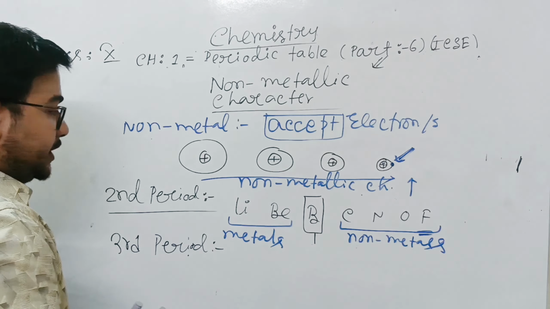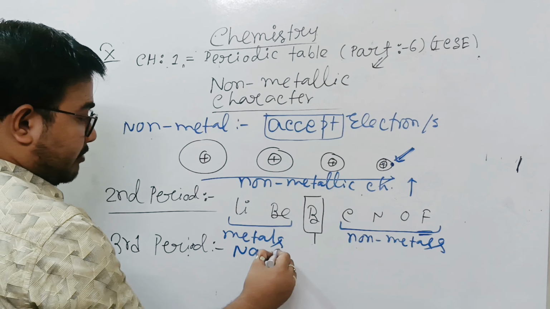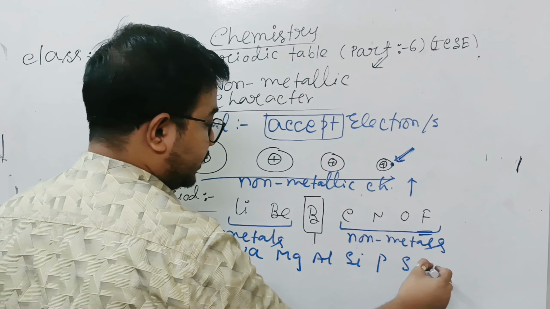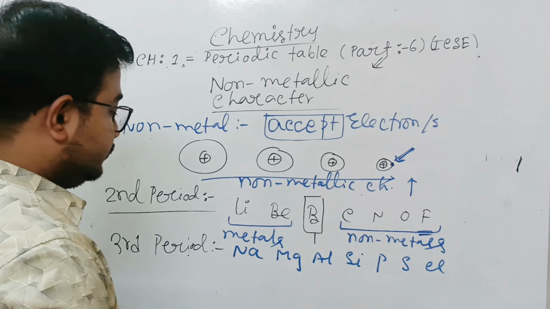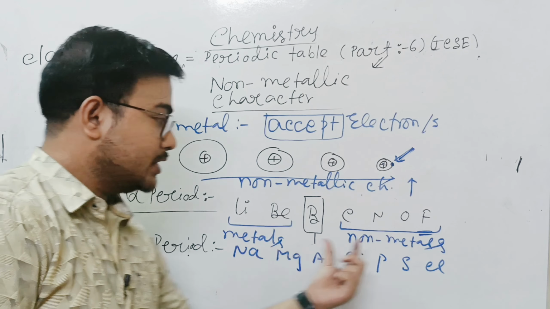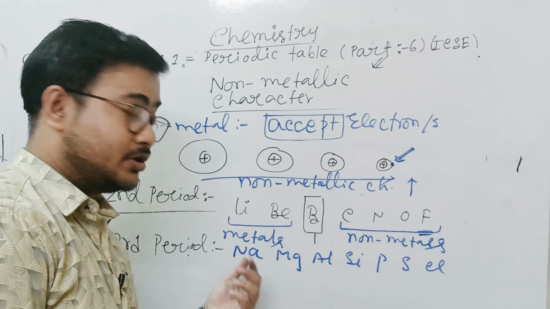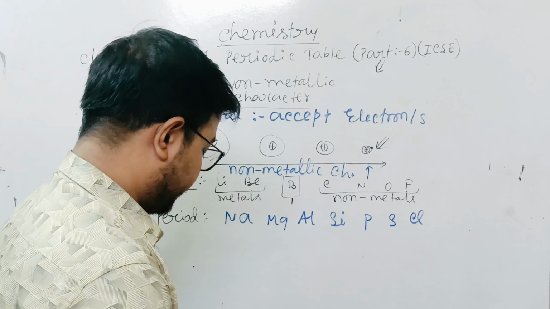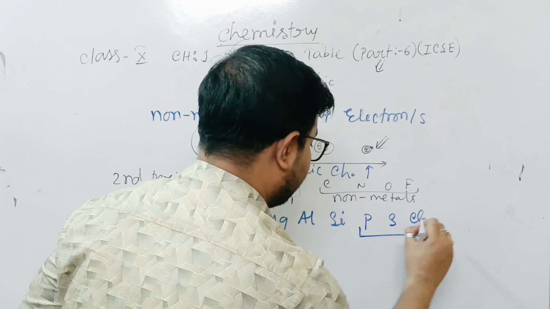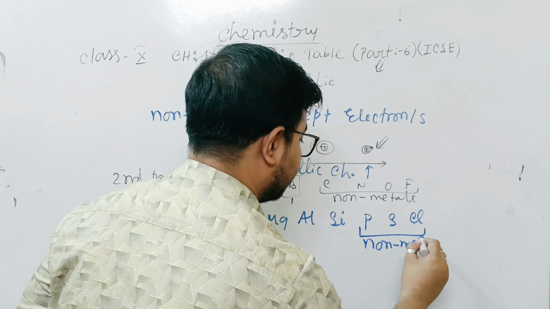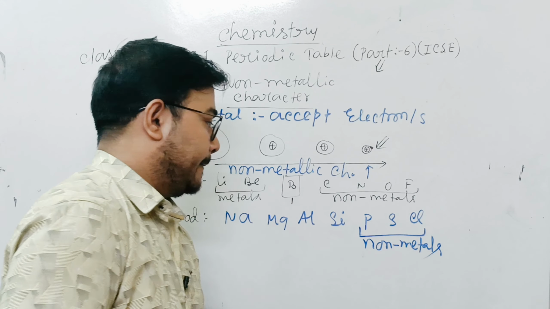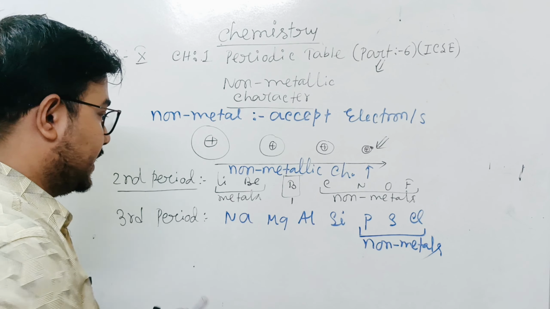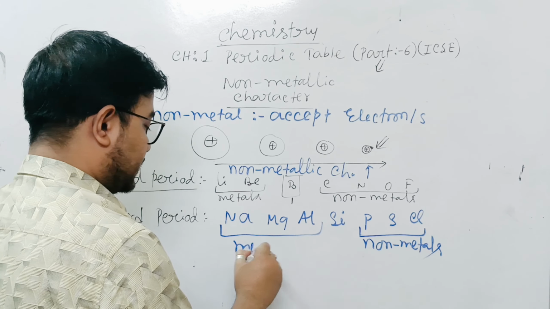Okay, in the third period: sodium, magnesium, aluminium, silicon, phosphorus, sulfur, chlorine. Now tell me, among these, which ones are metals? Obviously these are metals, because as you move left to right, non-metallic character increases. Done. So these three are non-metals. Always keep in mind: right-hand side non-metals, left-hand side metals, and these three are metals.